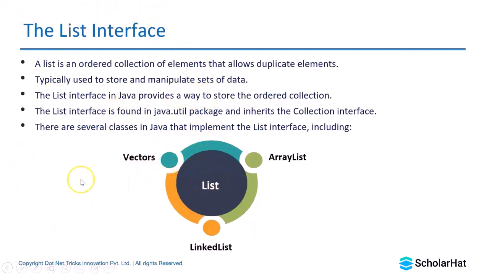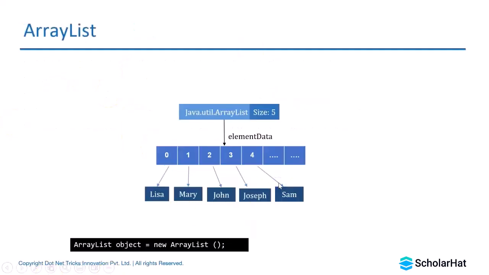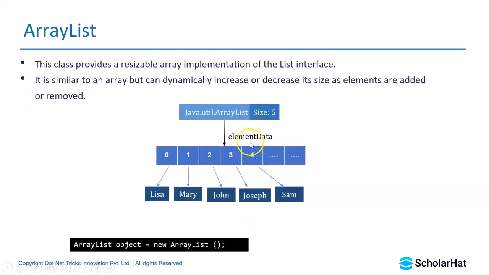For example, if addition is being performed by one thread, then other operations cannot be performed until the first one is over. So it is a kind of legacy class which is a part of the collections framework. So let's understand how this ArrayList actually works that we're going to use in this demo.